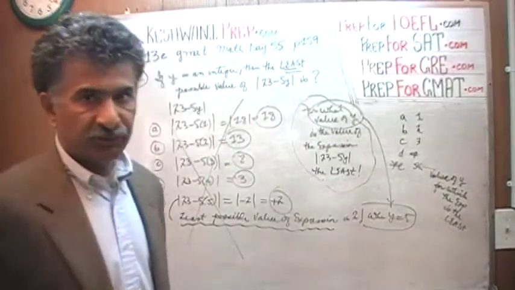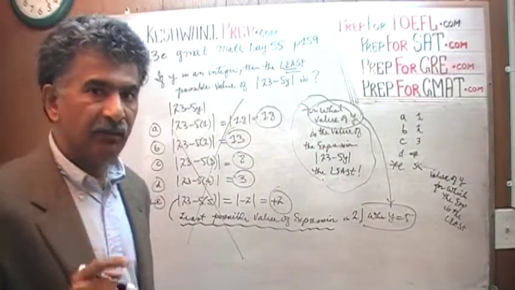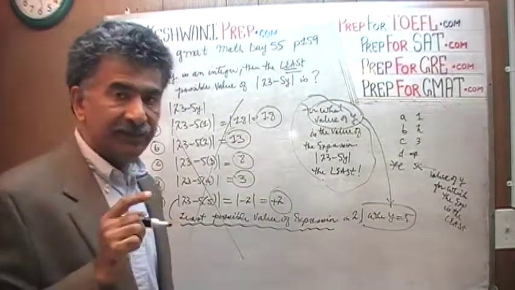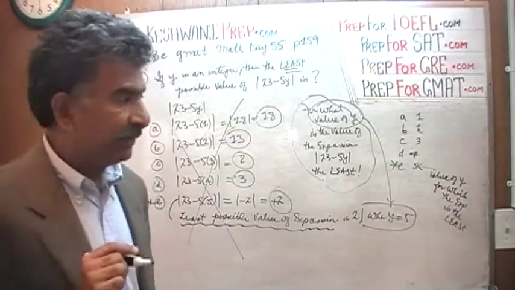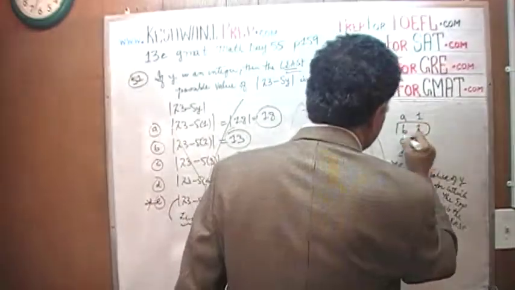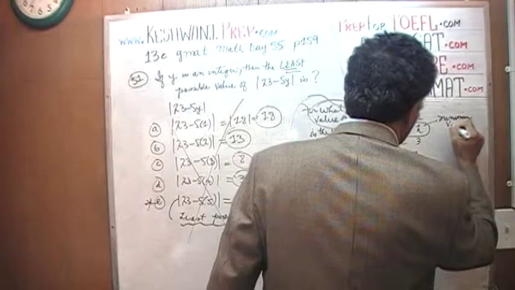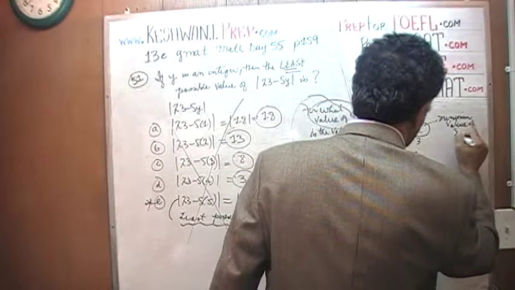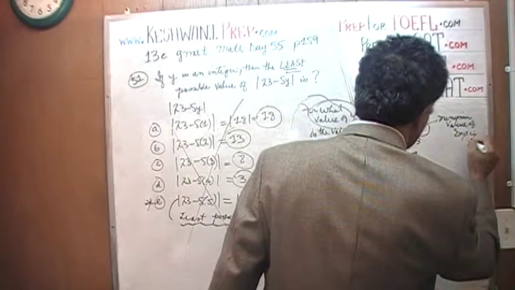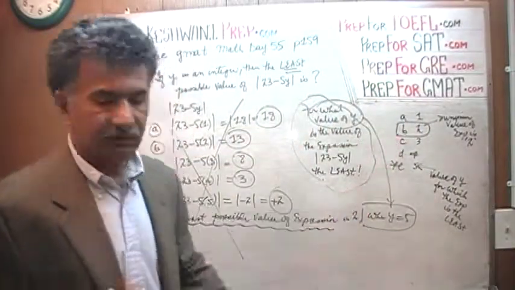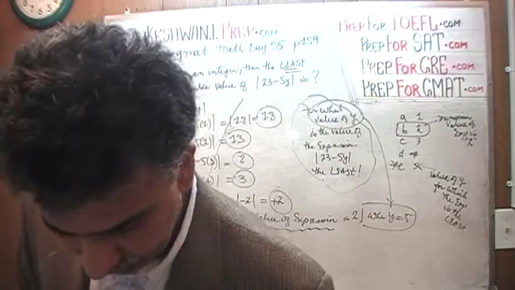But that is not what the question is asking. The question is asking what is the value of the expression itself when it is least. In other words, they are asking us what is the minimum value of the expression, and the minimum value of the expression is 2. Voila. The answer is not E, it is B. Minimum value of the expression is 2.